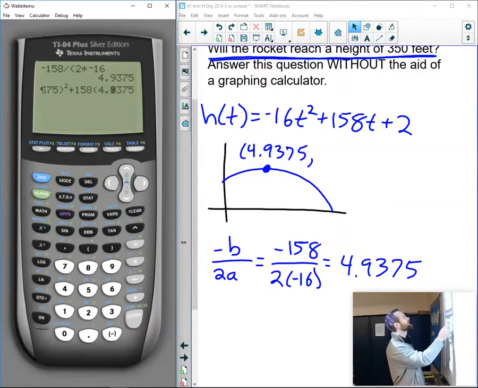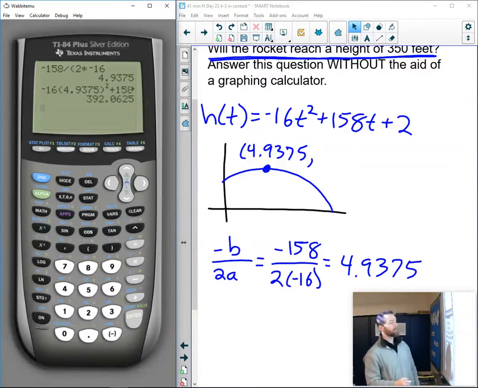1.158, okay. Now let's go over and close that parentheses, and then we add 2. I'm going to double check I typed this correctly. So it's plus 2, 158 times 4.9375, good. And then negative 16 times 4.9375 squared. Let's hit enter and see what we get.